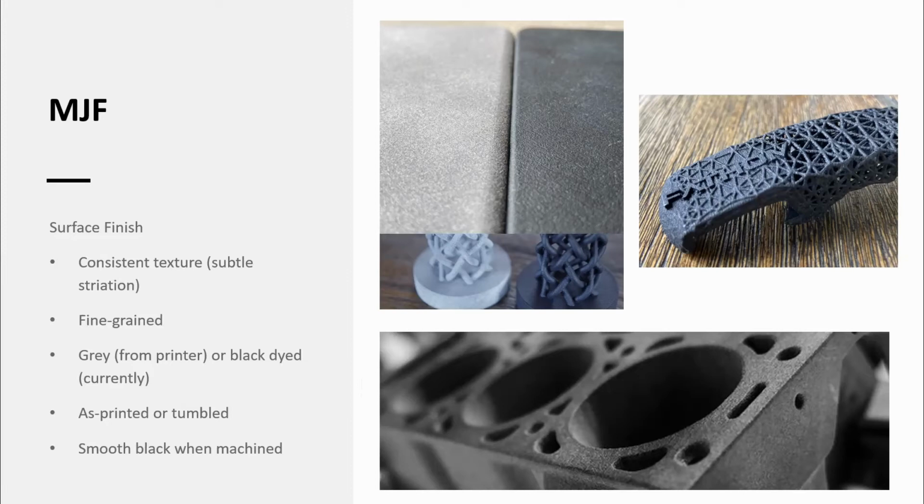MJF parts have a relatively soft, fine-grained texture, and it's very similar to SLS with slightly narrower layer lines than SLS. However, we can tumble the parts to achieve a softer surface finish. Similar to SLS, since these parts are printed at a high temperature and then cooled, we do have to consider the potential for warping in the parts and design the parts accordingly.